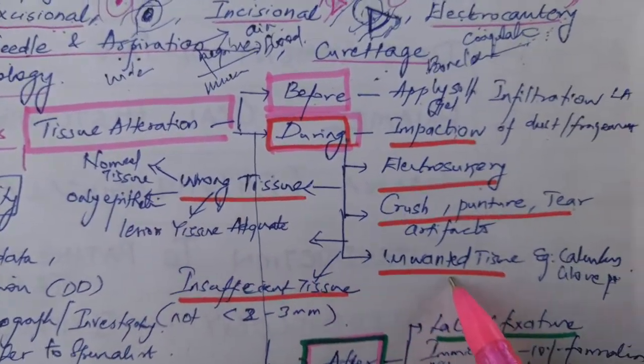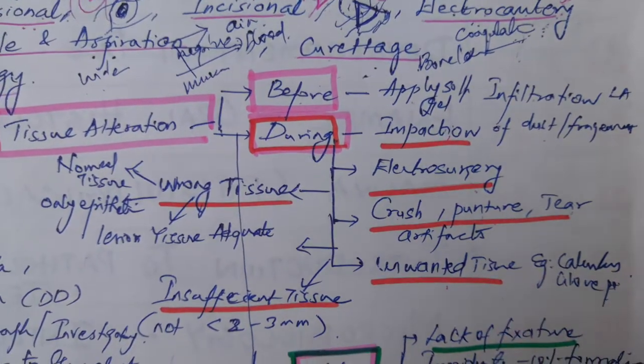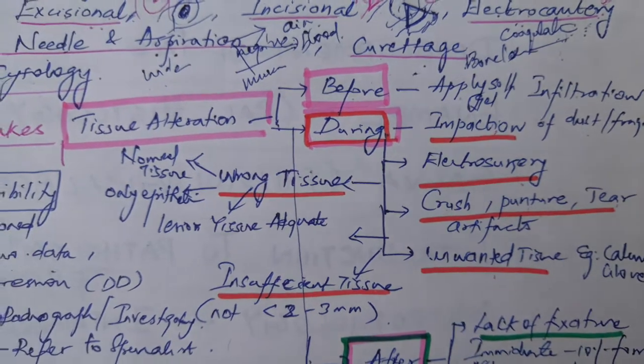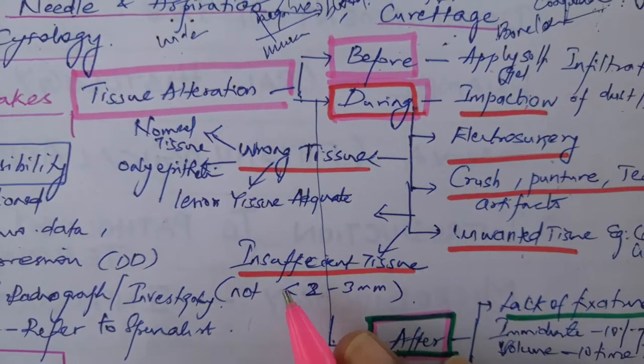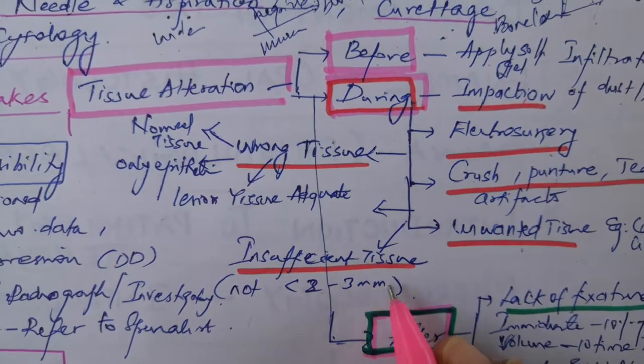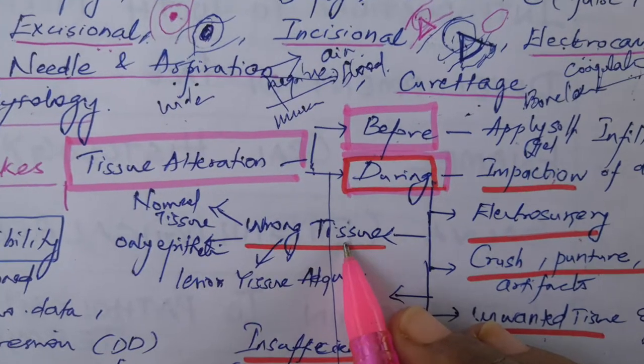And also unwanted material like calculus and the powder from the gloves should not be included in the tissue. You have to be very cautious. Insufficient tissue should not be given. You have to give adequate tissue, at least more than 3 mm, not less than 2 to 3 mm, okay? And wrong tissue should not be given.